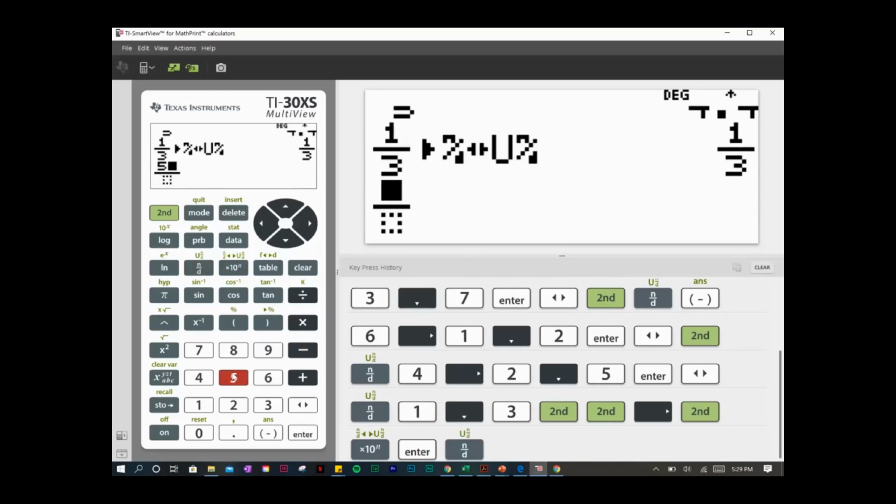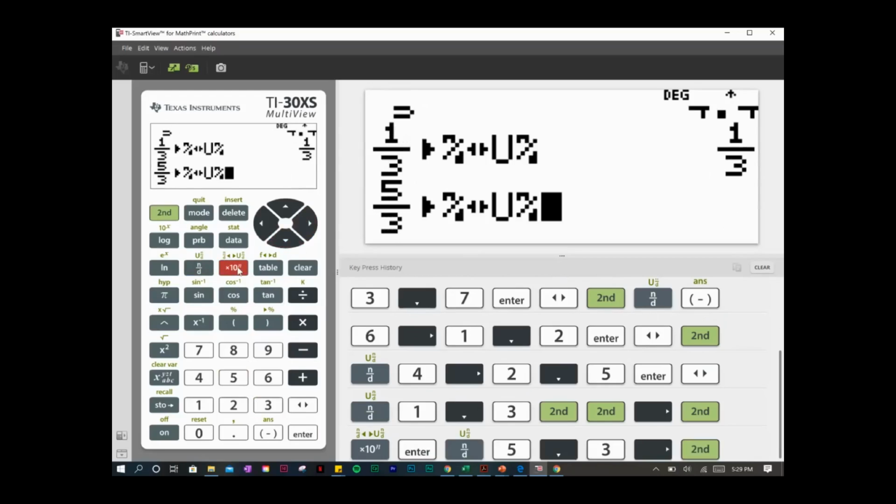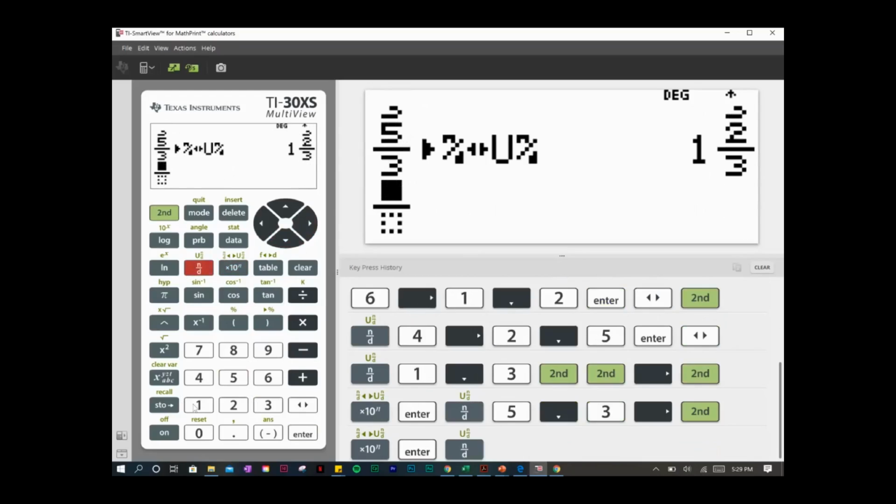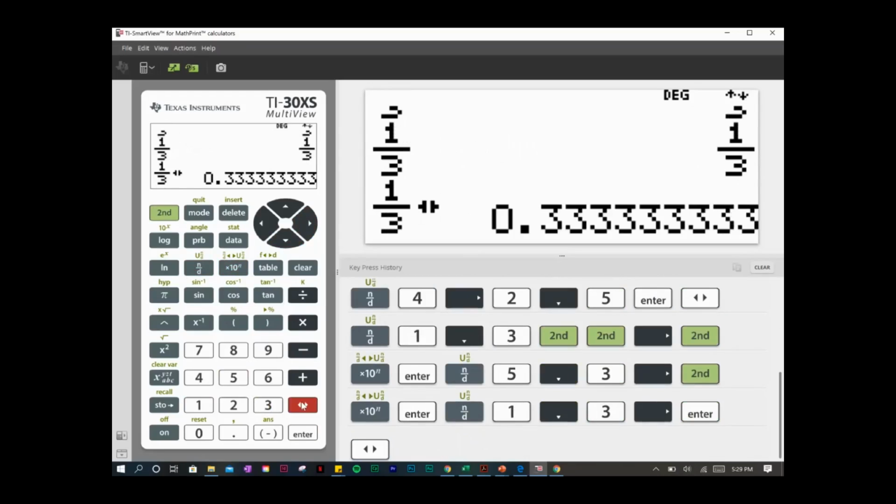but if it was like 5/3 and we did second and that times 10, enter, it would give us that mixed number of 1 2/3. So instead, we just want to go ahead and take this 1/3 and get the decimal by just hitting enter. And if it gives you the fraction, remember, just hit the toggle button to get it to decimal form. So 0.33.